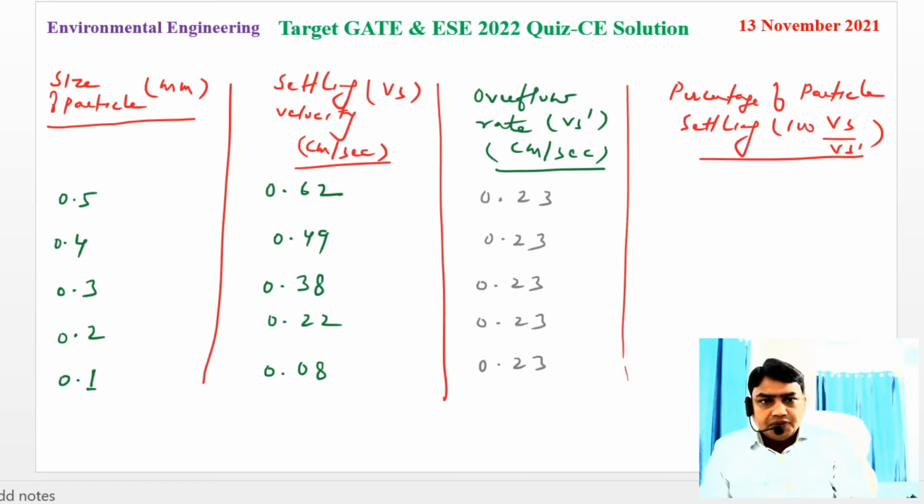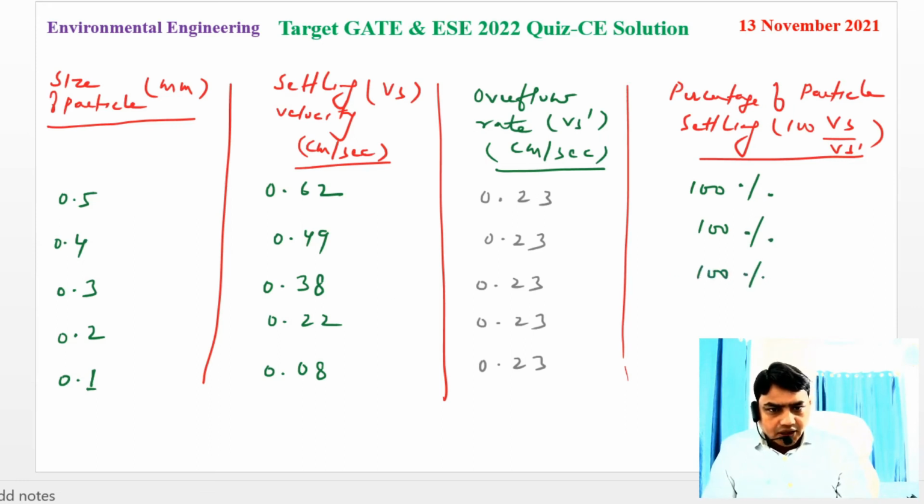Now we have to compute the percentage of particle settling. So one statement I told that when the settling velocity is greater than overflow rate, then 100% particle will settle. So here we can see that settling velocity is greater than overflow rate, so 100% particle will settle. Similarly, for this dia particle 0.4 mm, settling velocity is greater than overflow rate, so 100% particle will settle. Similarly, here also 100% particle will settle.